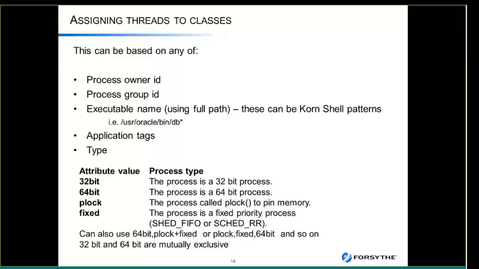And then they have these application tags, which I have never seen used. I have seen types used, where you can say, I want everything that is 32-bit to go into this class, or everything that's using PLOCK to pin memory to go into this class, and so on. And you can combine them. So you can say 64-bit, PLOCK plus fixed priority, which says any fixed priority process that is using PLOCK and that is 64-bit. What you can't do is combine 32 and 64-bit. So you can get really fancy with this. For the most part, you will use the first three: process owner, process group, and the executable name.